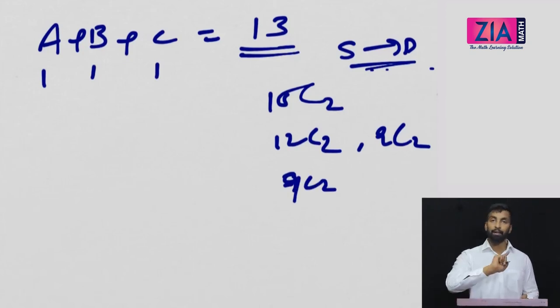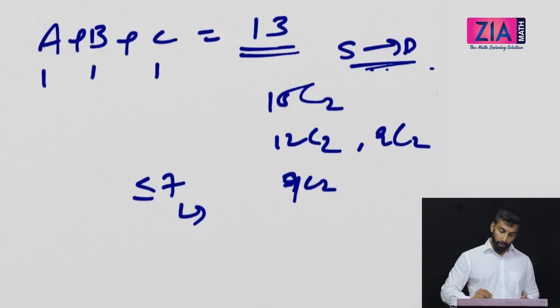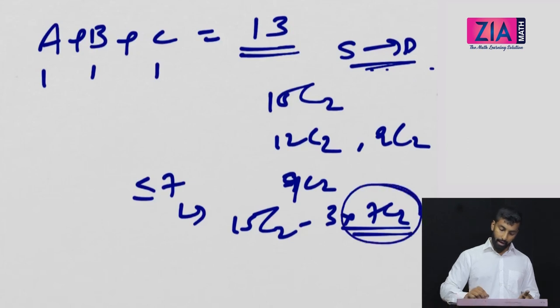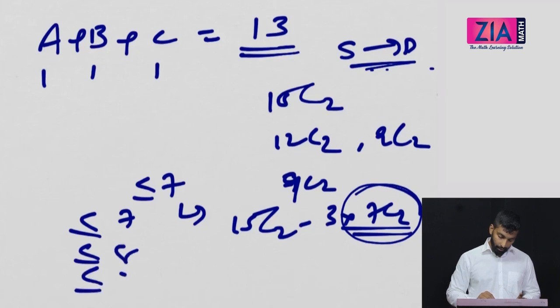If you have an upper limit, that means less than or equal to 7. What you need to do? See the situations in which A violates the condition, B violates the condition and C violates the condition. Then total, that is 15C2 minus 3 into 7C2, that we got as A, B, C violating the conditions. Then we have seen different upper limits: less than or equal to 7, less than or equal to 8, less than or equal to 9.